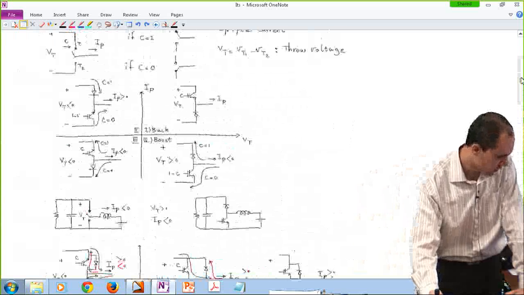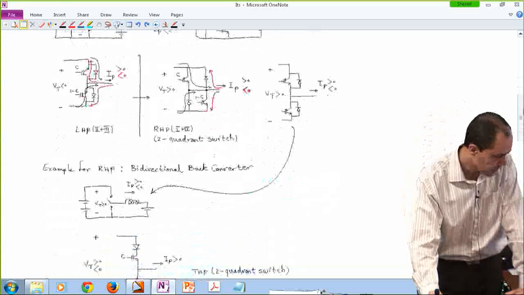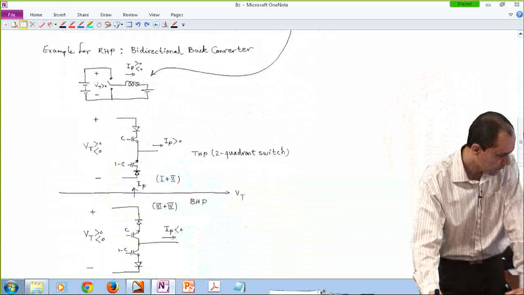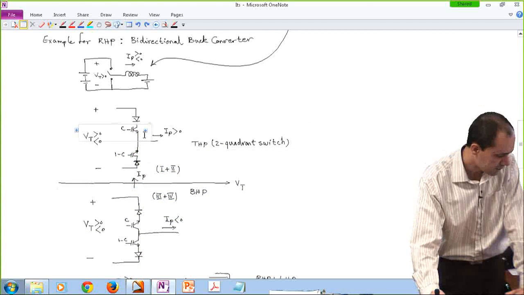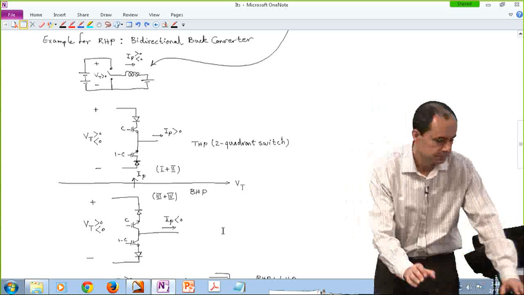switch, which was like the buck converter and the boost converter and things like that. Let's take a look at some examples for a top half plane or a bottom half plane kind of switch. Okay? Dr. Ferdowsi?